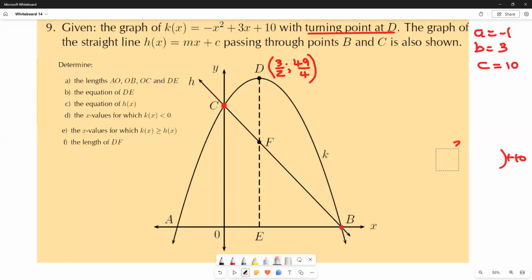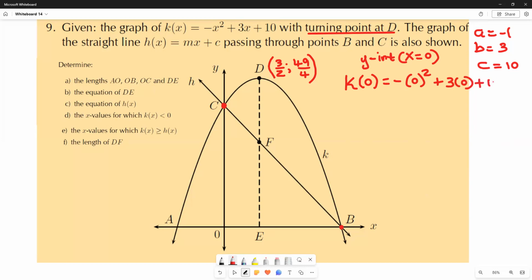Okay. Now I need to do the y-intercept. Remember, for the y-intercept, you always make x equal to 0. So basically, we're looking for k when we substitute x equals 0. We're going to get -0 squared plus 3 times 0 plus 10, which will simply give us 10. And we can see that 10 is our y value, and x is equal to 0.